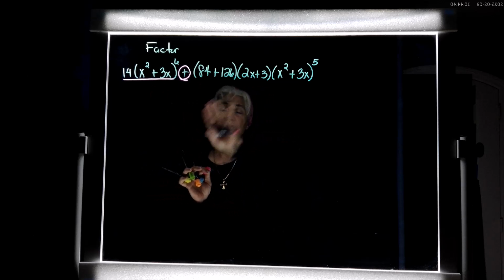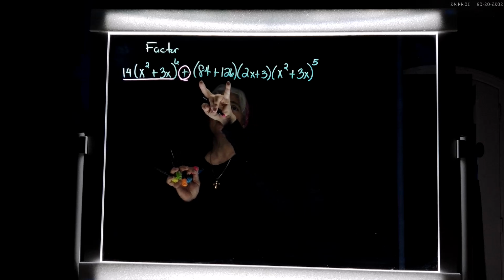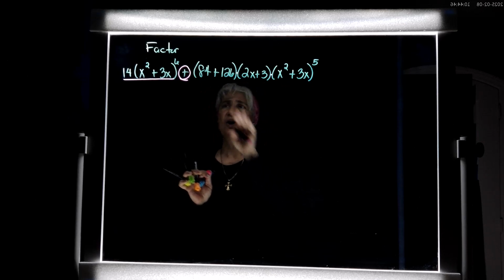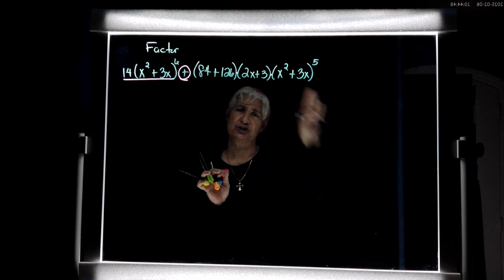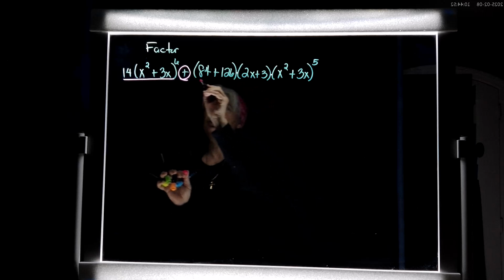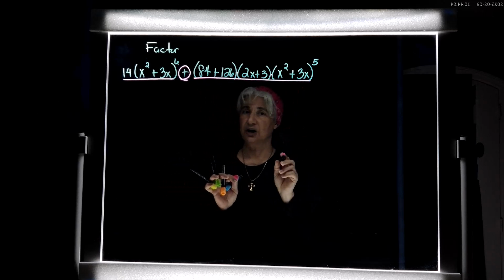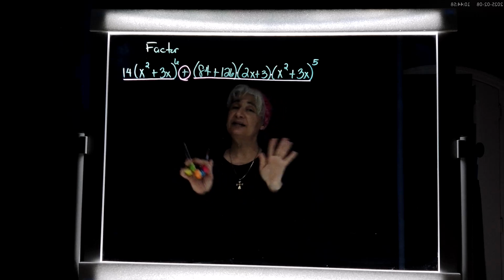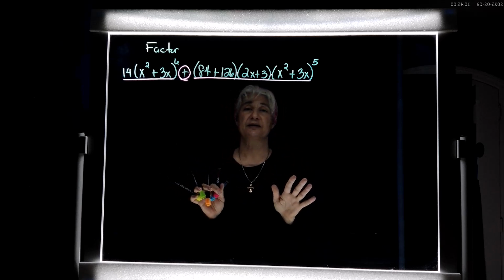Good? Look to the right of it. I see a parenthesis times another parenthesis times another parenthesis. All I see is multiplication to the right of the addition sign. So how many terms is that? Good, just one. Got it? Just one. Okay, so I technically only have two terms.